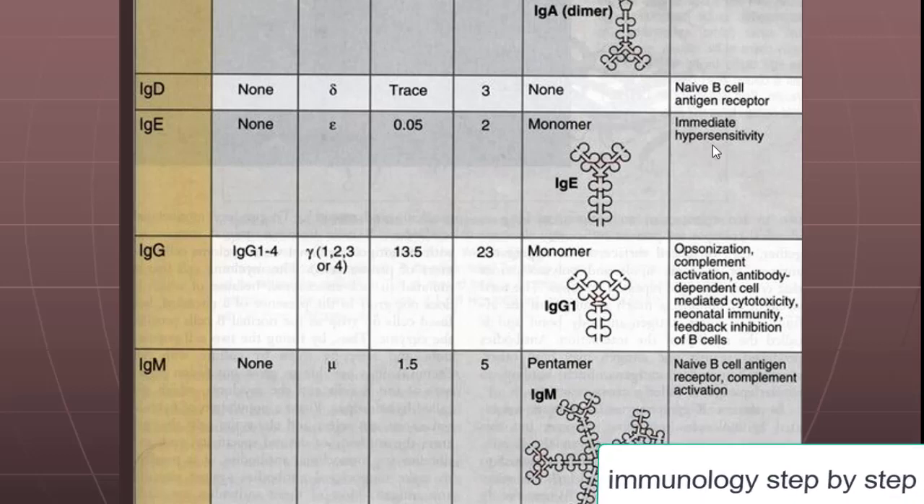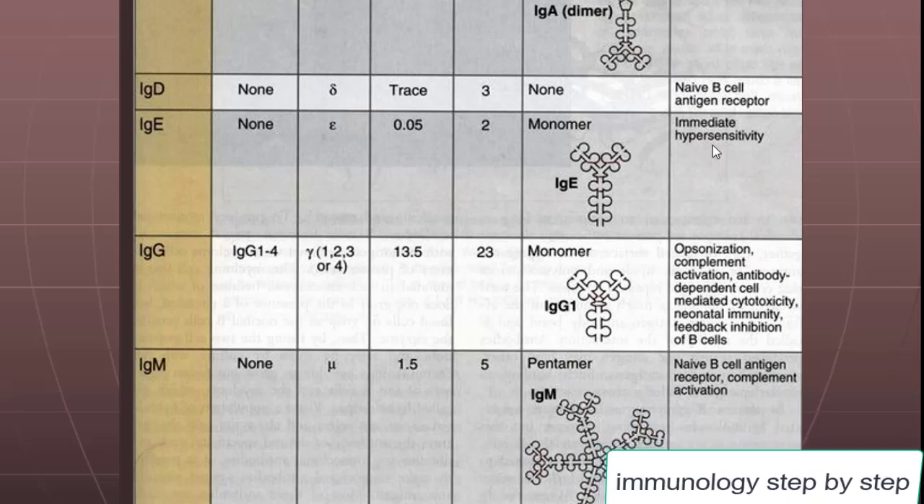IgE has a role in the immediate hypersensitivity reaction. IgM has a role in opsonization, complement activation, antibody-dependent cell-mediated cytotoxicity, neonatal immunity, and as a feedback antibody of B cells. IgM is the naive B cell antigen receptor and is involved in complement activation.